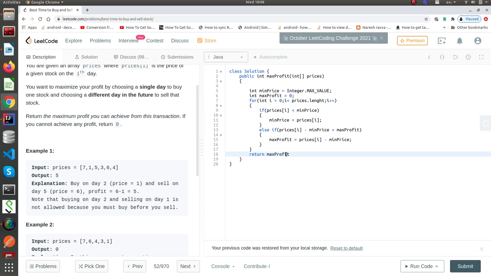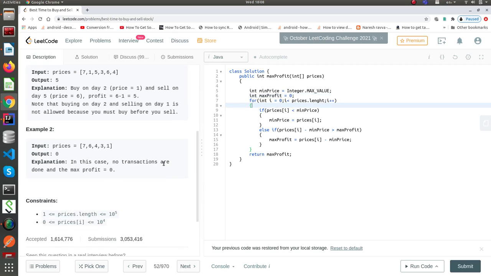Okay, now I'll try to explain here. For the first time the min price will be the max value of the integer, so the value of this one is the highest integer value. Then the max profit here is 0. If the prices are in descending order like 7 6 4 3 1, then we need to return 0. So that's why we are taking the max profit as 0 here.